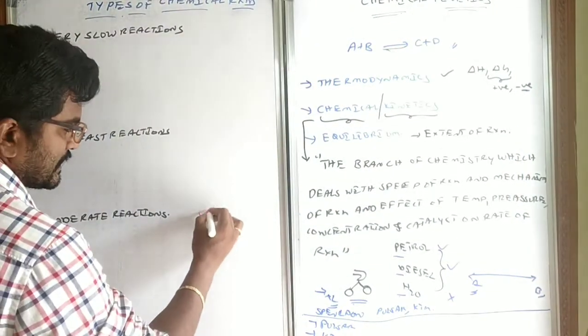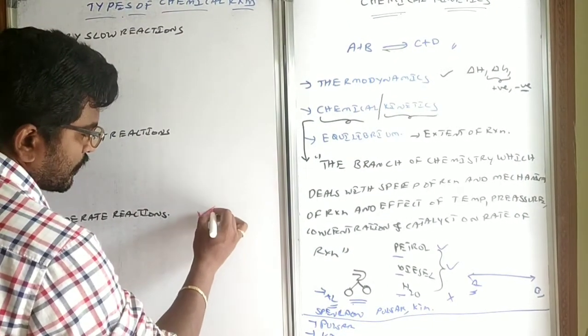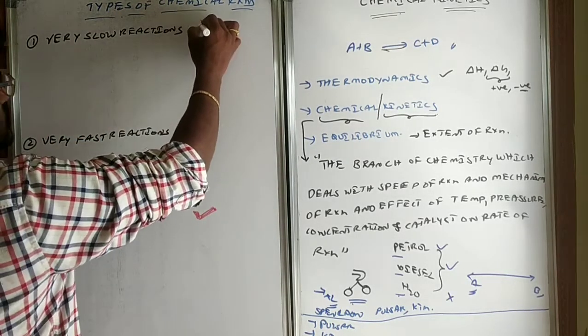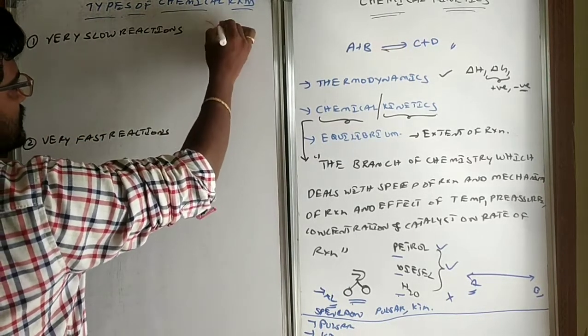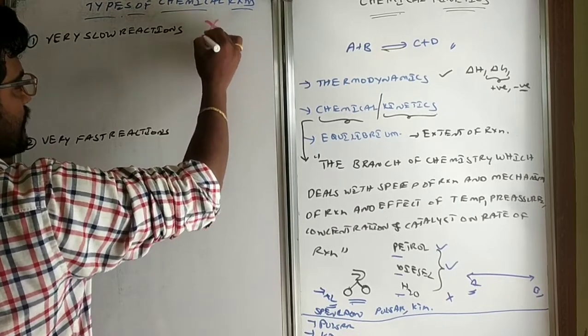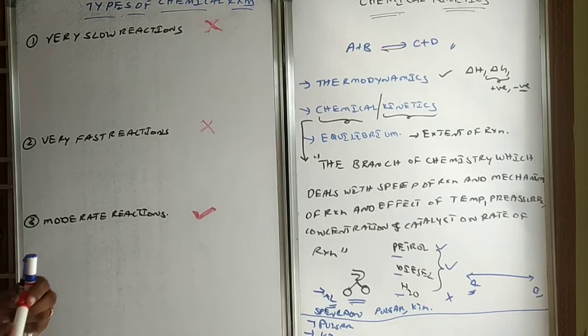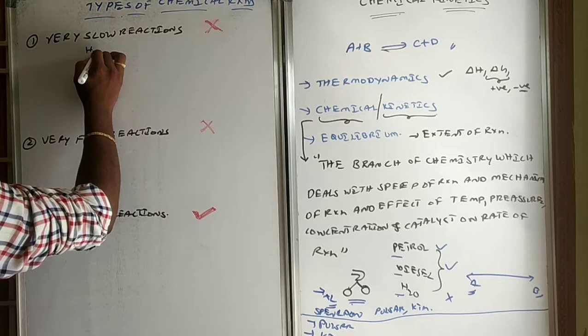We can study the speed of only moderate reactions by using chemical kinetics. Very slow reactions cannot be studied, and very fast reactions also cannot be studied. So be careful with this. Let us see what very slow reactions are.